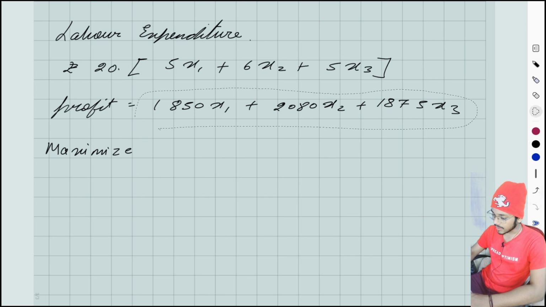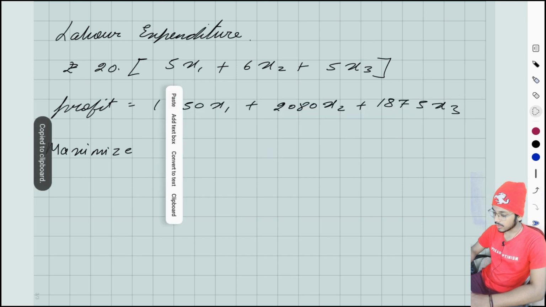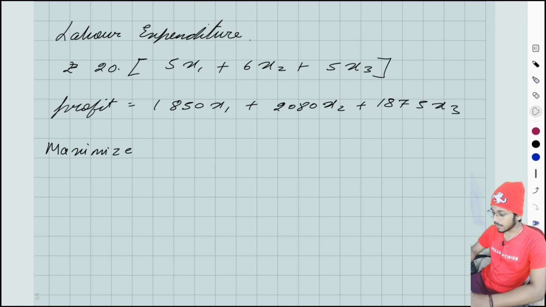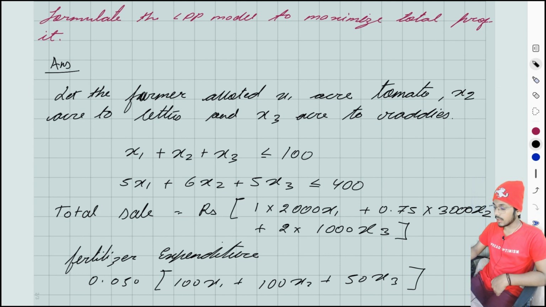How did we get this profit is a question right now. How I got this? It is a very simple thing. As I told you, I subtracted the expenditure from the selling price. See, the total sale is 2000 x1 plus 0.75 into 3000 x2 plus 2 into 1000 x3. And what is the fertilizer expenditure? Fertilizer expenditure we got is 100 x1 plus 100 x2 plus 50 x3, whole multiplied with 0.05.